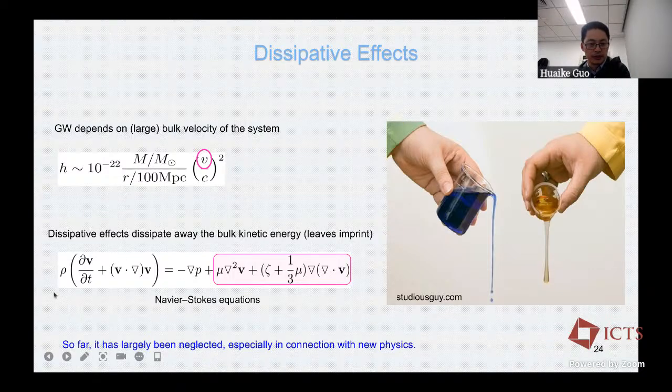If you use this equation and calculate the kinetic energy, mv squared, then you will find that the kinetic energy will be reduced. So consideration of the dissipation will reduce the gravitational wave production. That's the single conclusion.